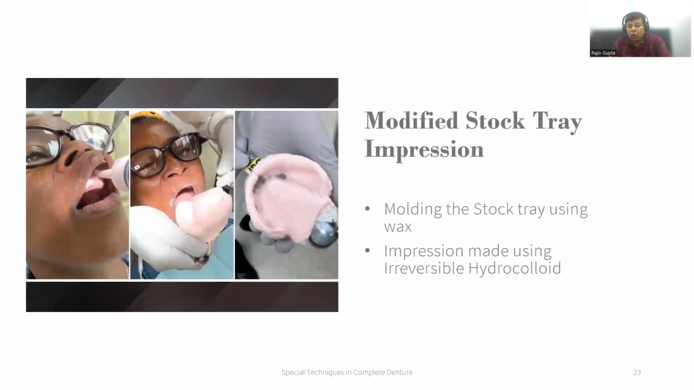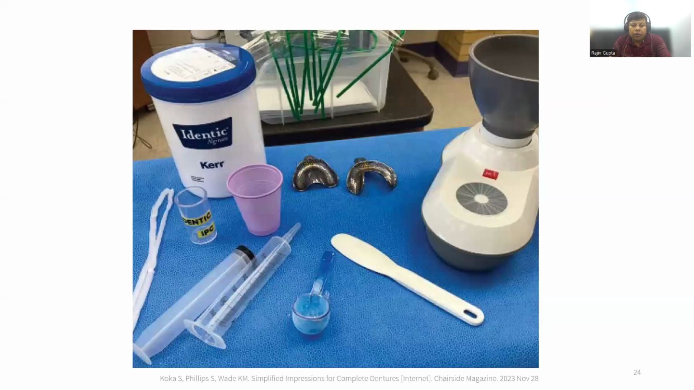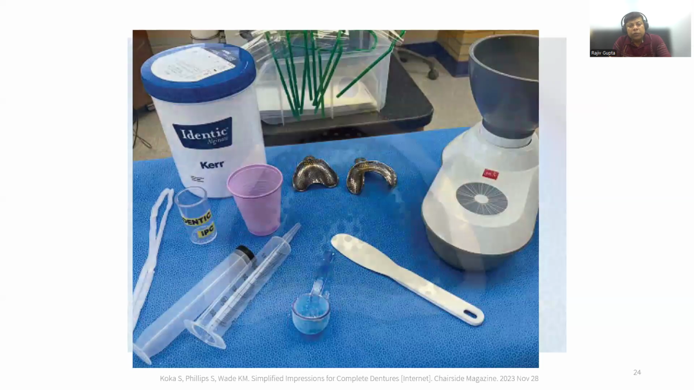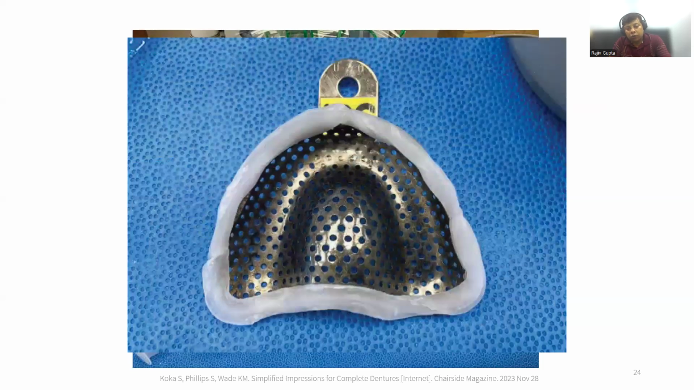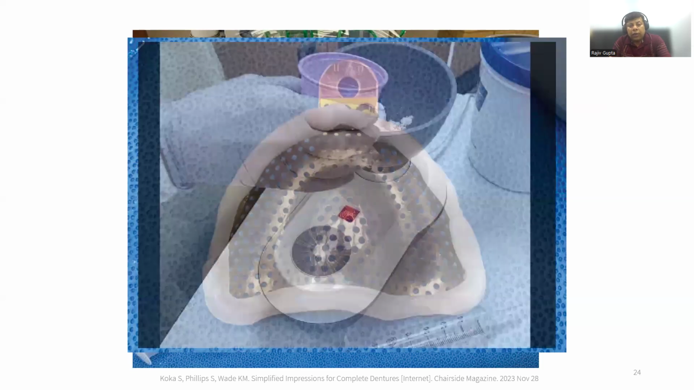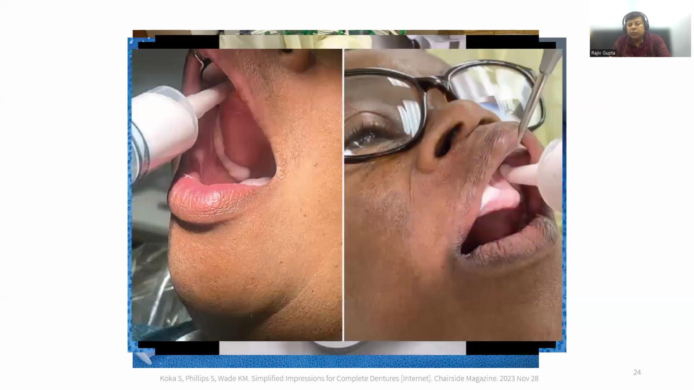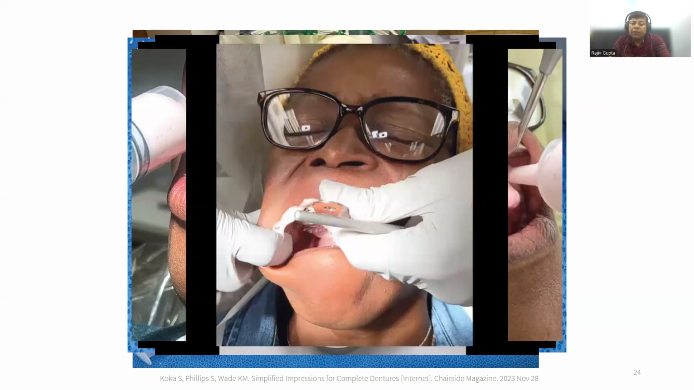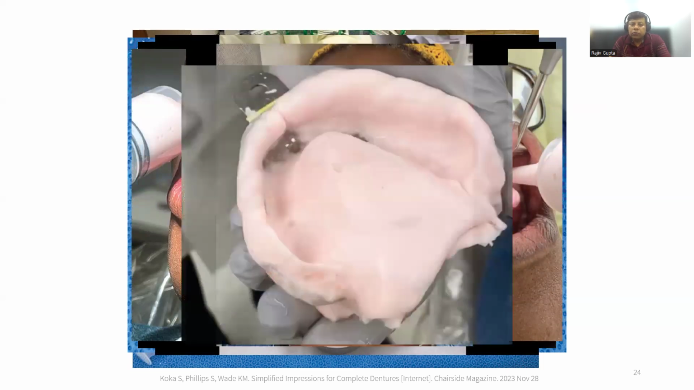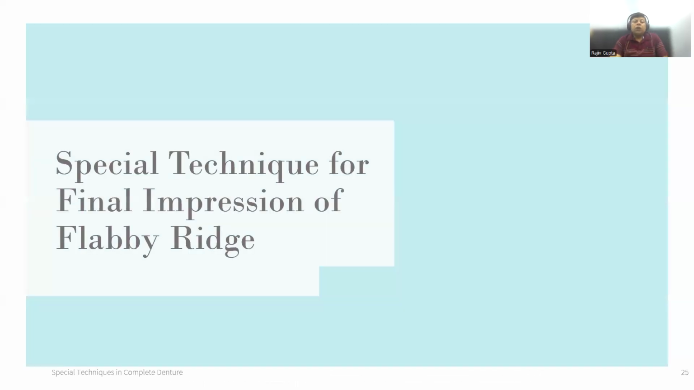Also, we can modify the stock tray using wax. So this is an example where all this armamentarium is used. So we can modify the borders of your stock tray. And then you have to mix the alginate, load alginate in the syringe, place it into the sulcus area, load it on the tray, and place the tray in the patient's mouth. So this is how we are getting the corrective alginate impressions.